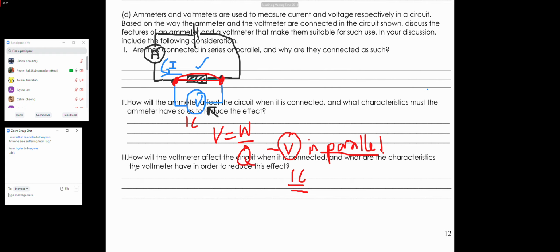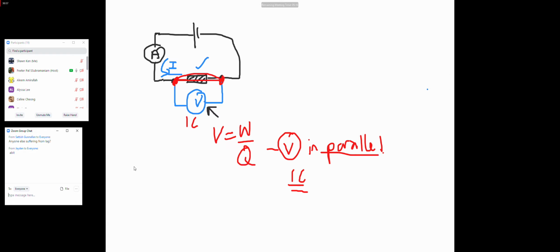Now, next thing, characteristics. You see, this is the source voltage. Let's say the source voltage is 3 volts. An ammeter is a device to measure current, so it should not use the voltage. All the 3 volts should be utilized by the device. So, the characteristics of an ammeter that we use.